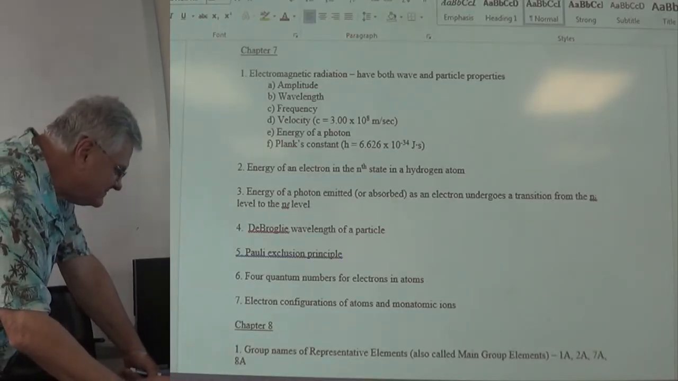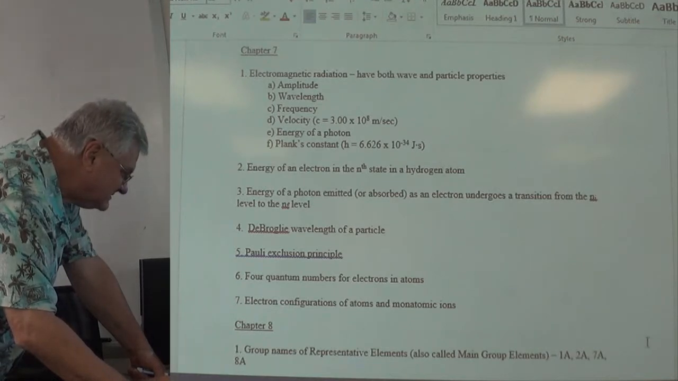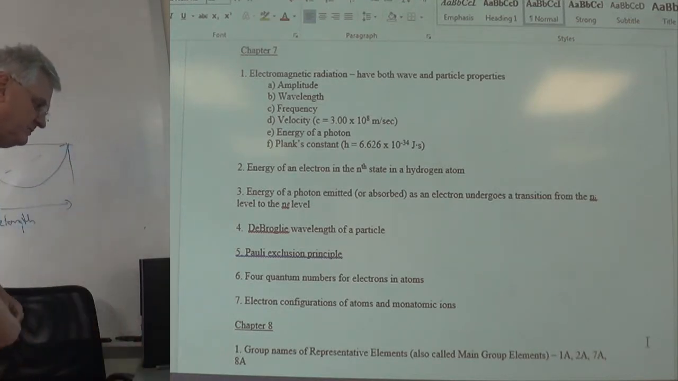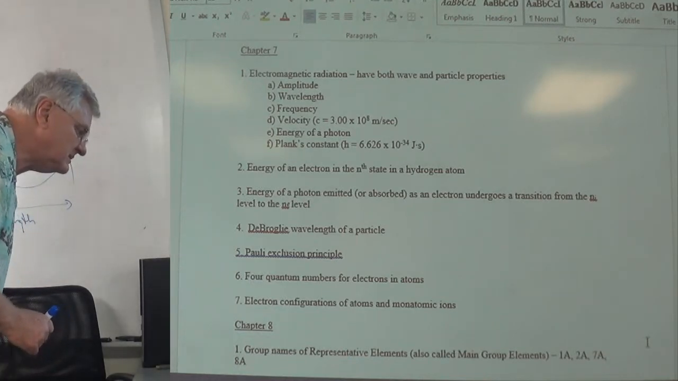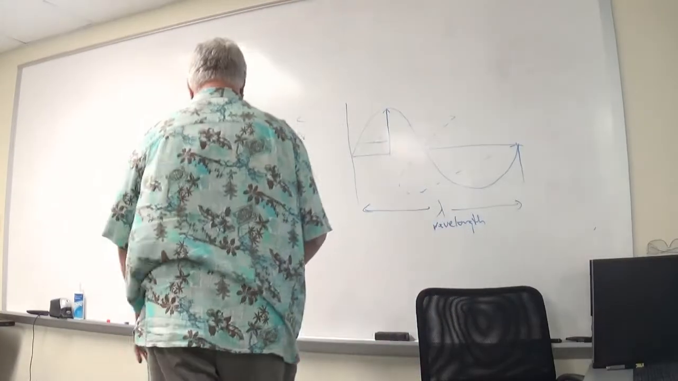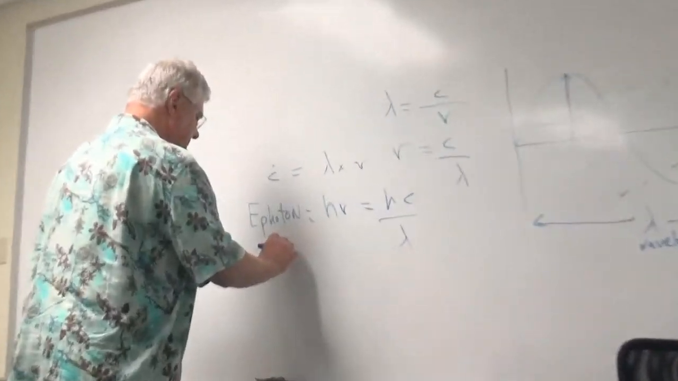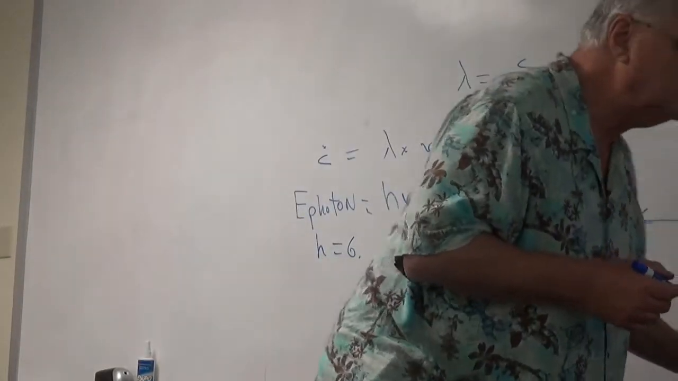Now, let's go back to our table. And here it shows you the value. This is another point we need to take a look at. 6.626 times 10 to the minus 34 is Planck's constant, and this of course would be on the formula sheet I give you on Thursday.